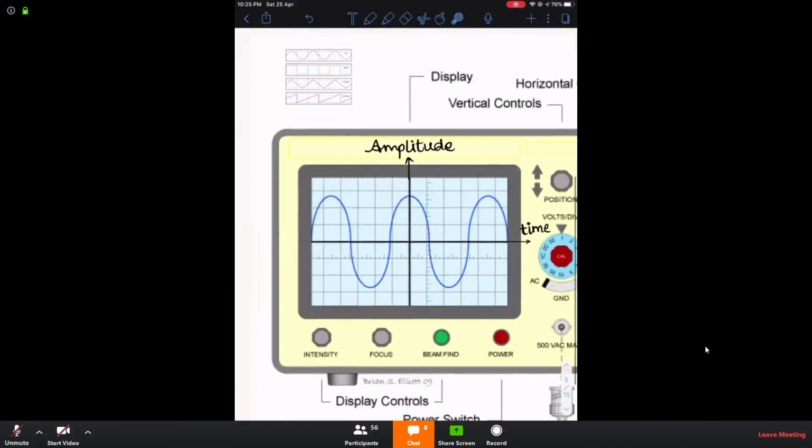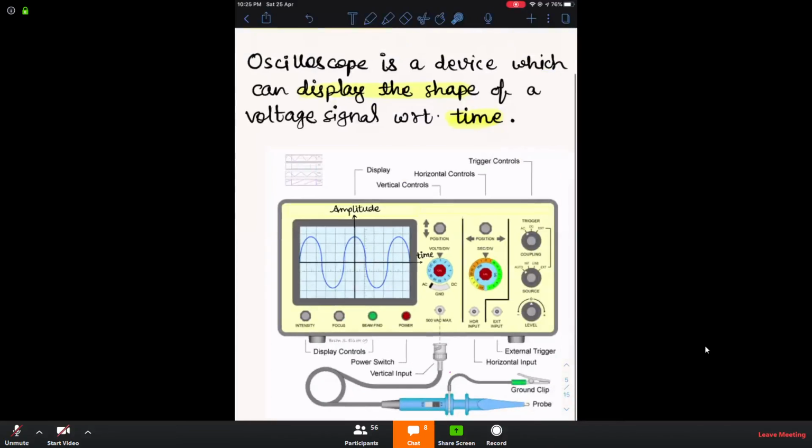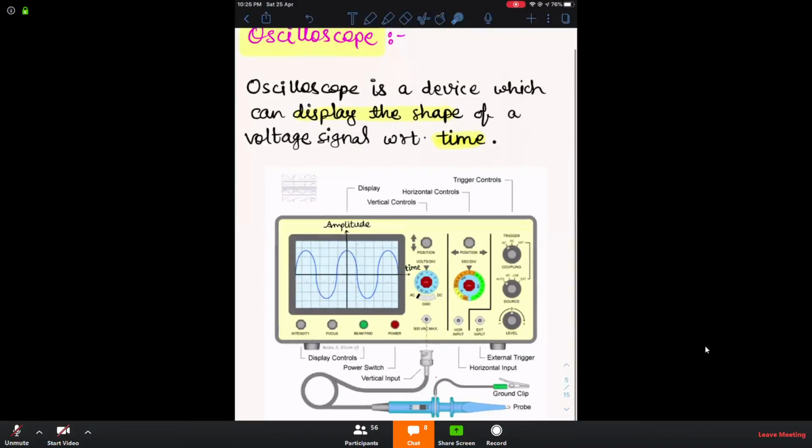And this is how the oscilloscope looks. In the oscilloscope, these are the main parts: the display, vertical control, horizontal control, and the trigger control. Don't panic, I will be discussing a few of the important ones.